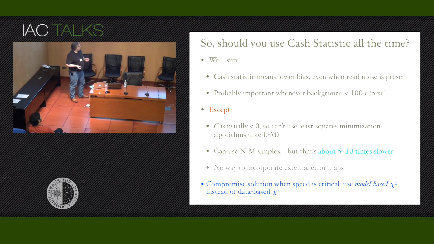There's also, if you believe your external error maps from some data reduction pipeline, then you're basically saying, okay, you have to use chi-squared if you want to use those.